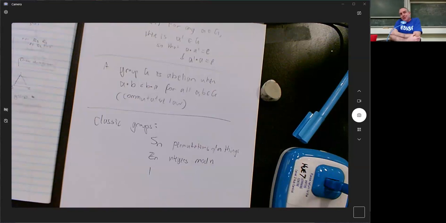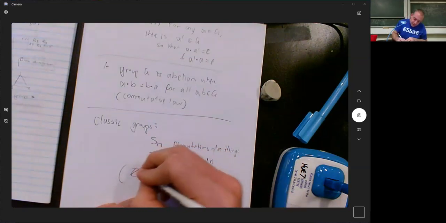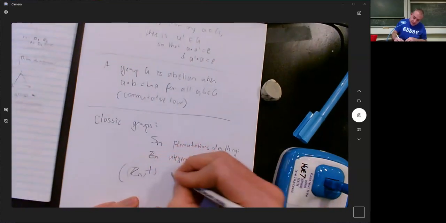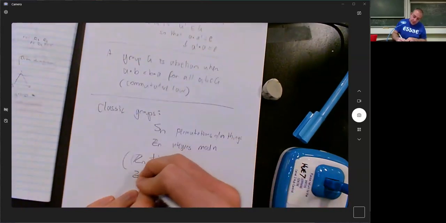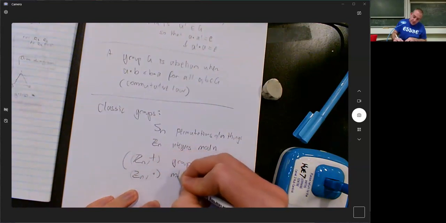That's a great question. I'm going to repeat it. When they give you Zn, how do you know if it's plus or times? Context will tell you. If the operation they write down is plus, then it's Zn under plus. Yep, so we do know that Zn under times isn't a group. In fact, Z under times is definitely not a group. So just a second, just while we're here, Zn under plus is a group, Zn under times is not a group.